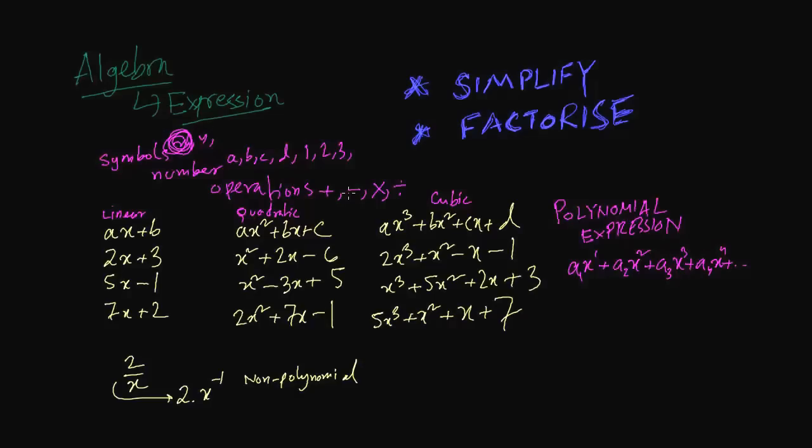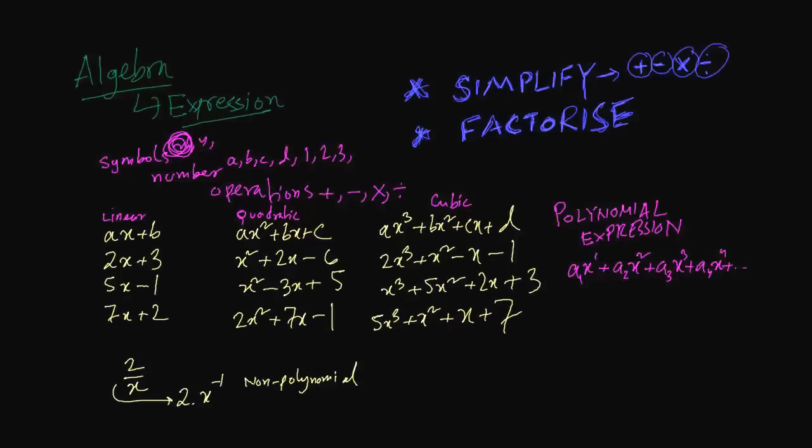Now what is the meaning of simplifying? To simplify means to perform the four arithmetic operations. So these are plus, minus, multiplication, division. So when they're talking about simplify, they're talking about the four arithmetic operations. So let me show you some examples of how to simplify expressions. Okay, now the question is simplify.